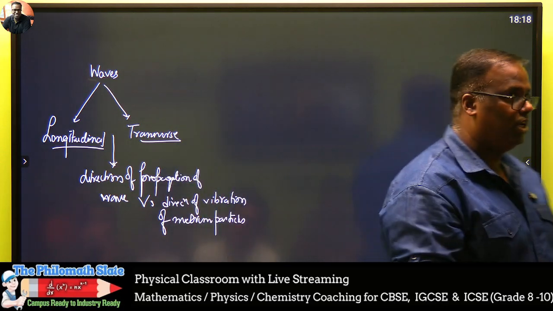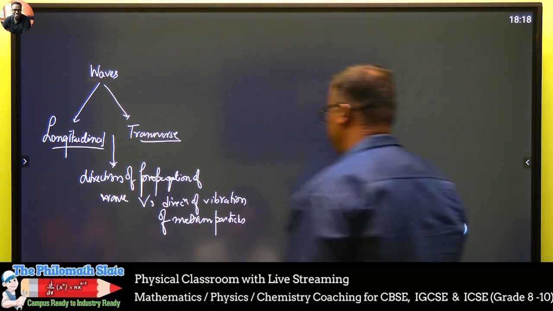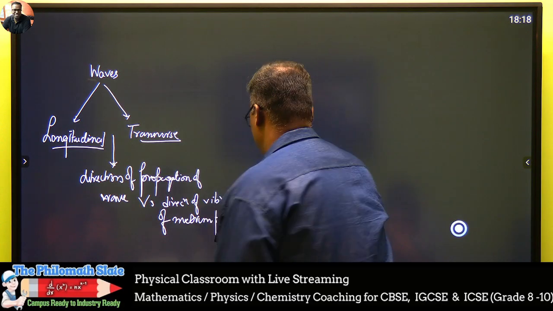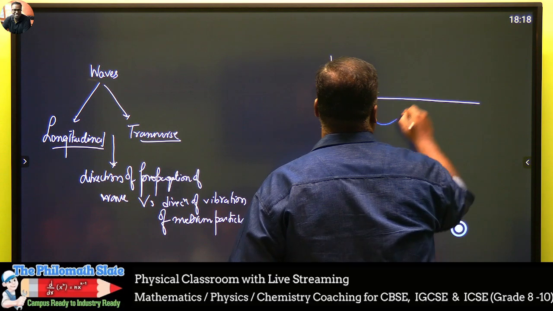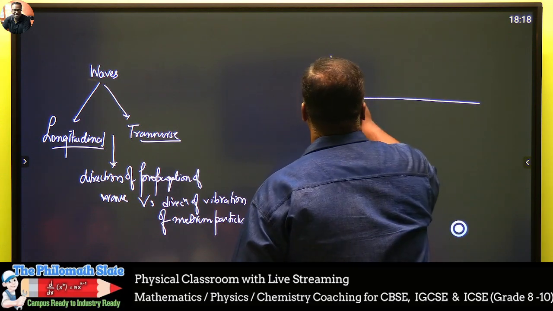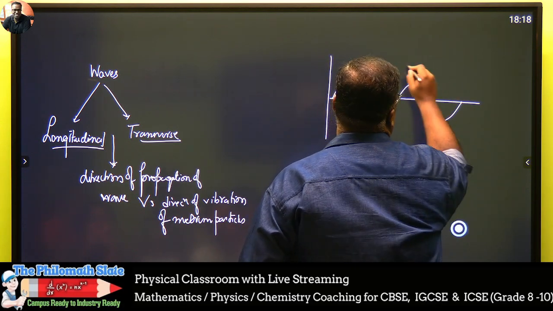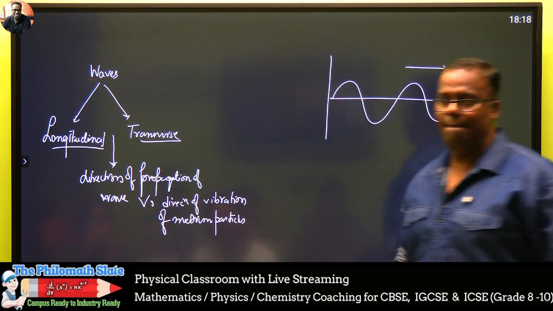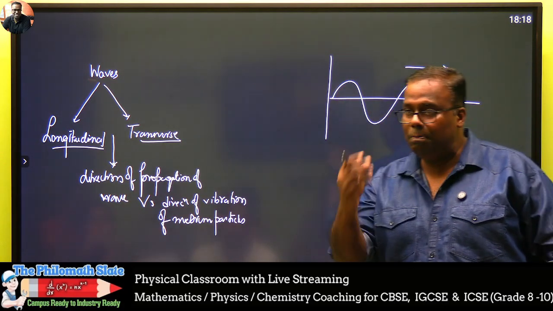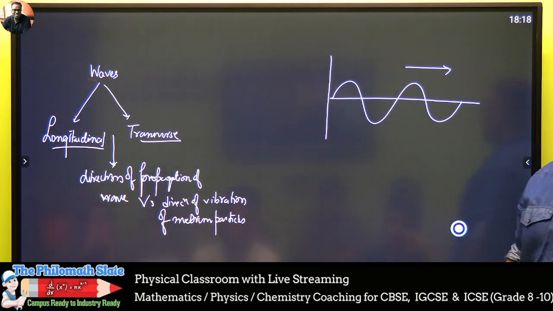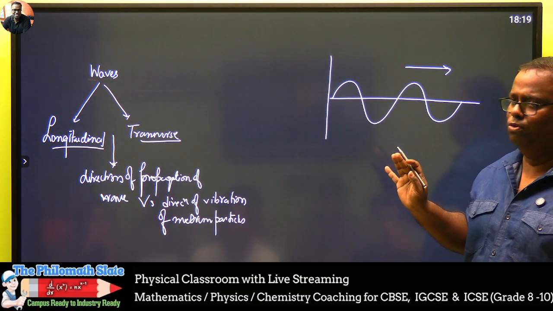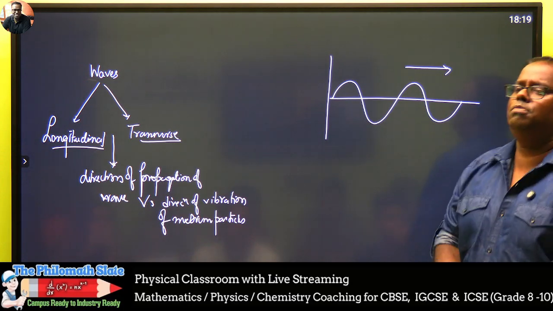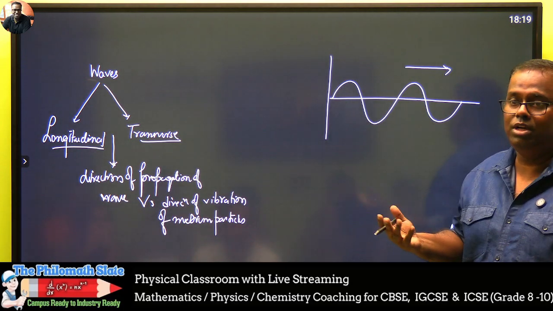Direction of propagation of wave. So let's make one wave. This is our wave. Wave is going this side. Okay? If the particles of the medium vibrate perpendicular, particles are not going to move. Particles will only vibrate at their own position. That's what we learned in wave.